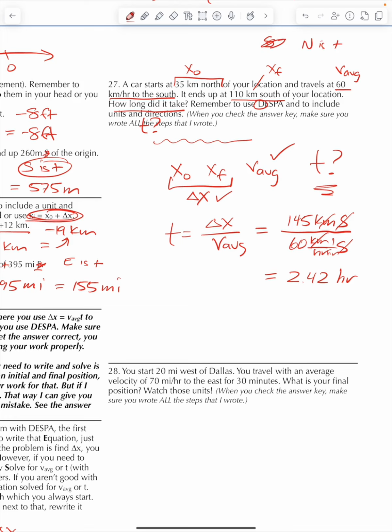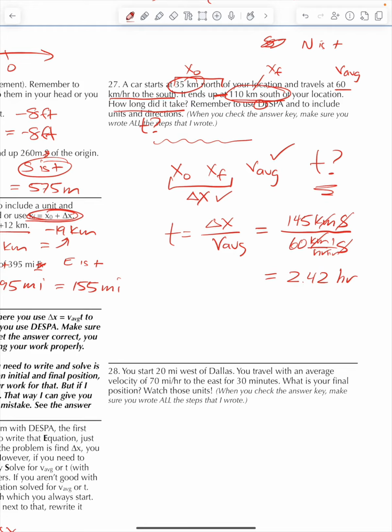So this 35 kilometers, I'll go ahead and write this down. I'll just do it here. This is positive 35 kilometers, right? Because we're saying north is positive. Well, what is this, the final position? It's going to be negative 110 kilometers south, right?